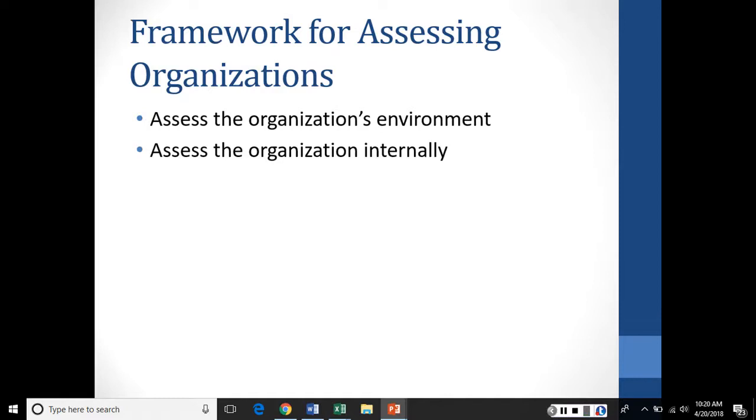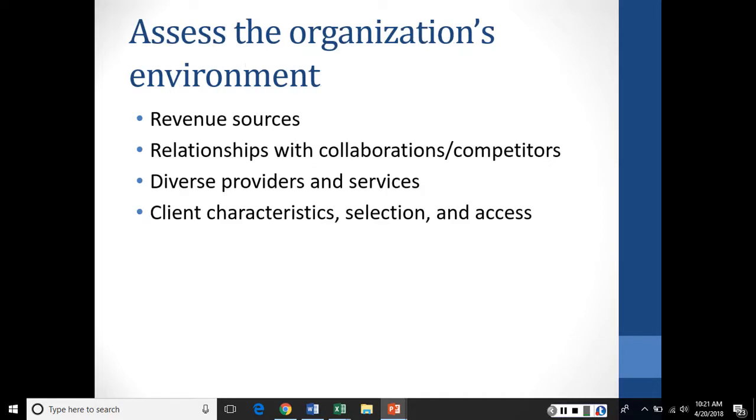So when we're thinking about organizations, the lecture for this week is taken from chapter 8 of our main textbook. When we're thinking about assessing organizations, the two things we need to assess are the organization's environment, the feel for the organization, and then the internal structure of the organization. When we're thinking about the organization's environment, I've touched on some of this throughout the past few weeks.